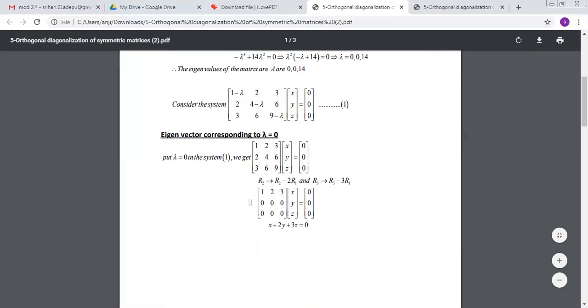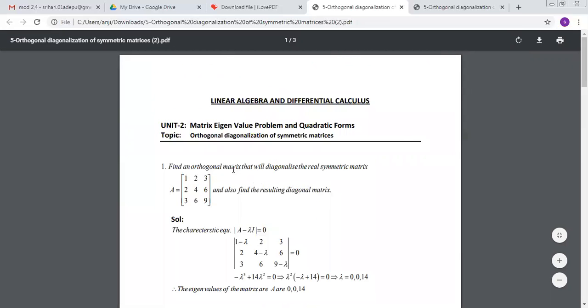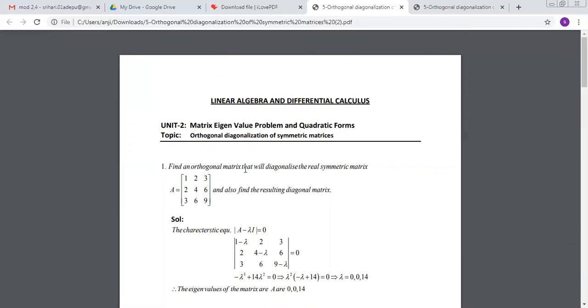So now we see one example. Find an orthogonal matrix that will diagonalize the real symmetric matrix A equal to [1, 2, 3; 2, 4, 6; 3, 6, 9] and also find the resulting diagonal matrix. So we have to diagonalize this real symmetric matrix, right?